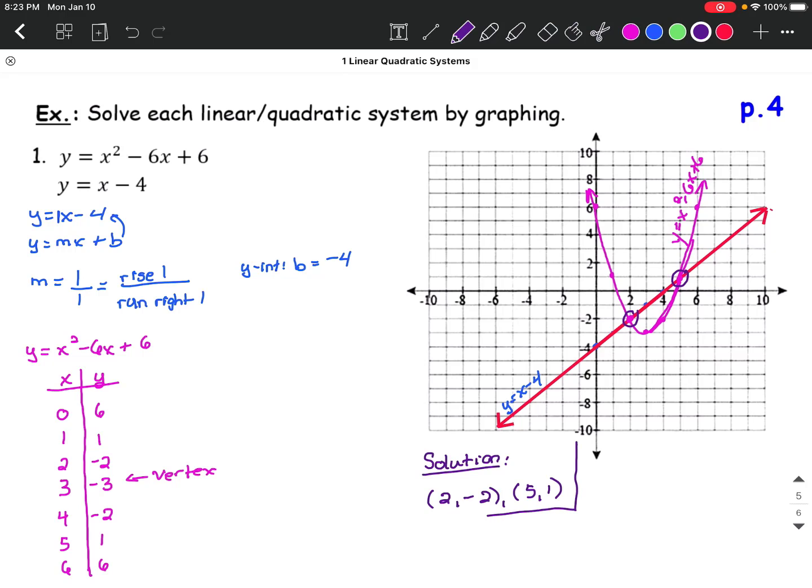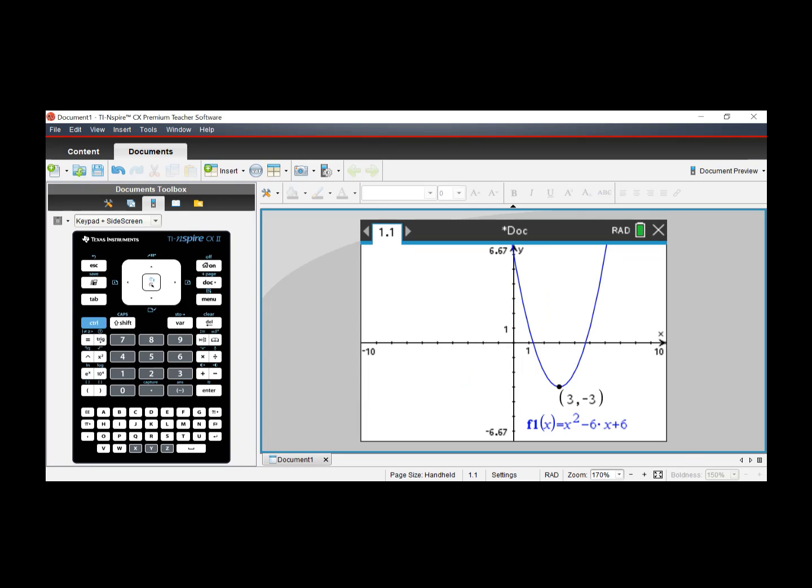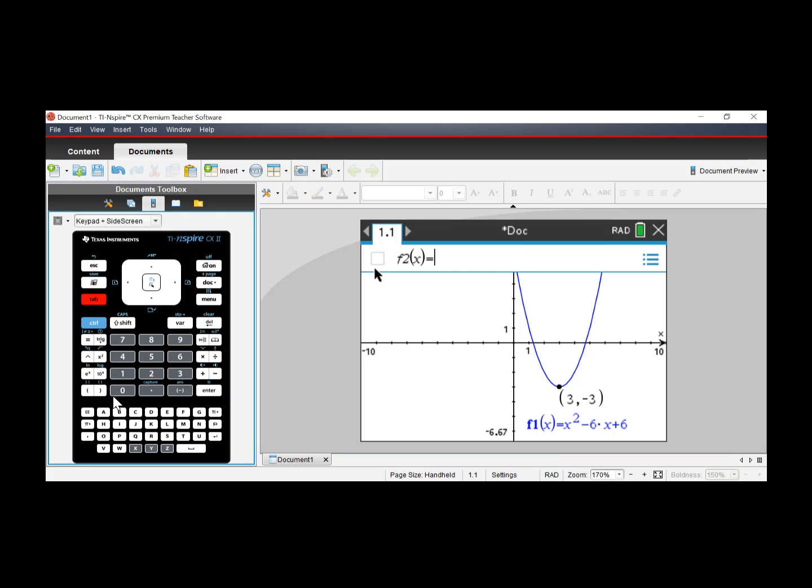Now some of us tend to switch our x and our y values, so I'm going to also show you how to do this on the calculator. So let's go back to the calculator. Okay, so we want to find the points of intersection. So the first thing I'm going to do is get rid of the table. I press Control T. Now we need to put the equation of the line in. So in order to get back up here where we can type that in, we press Tab.